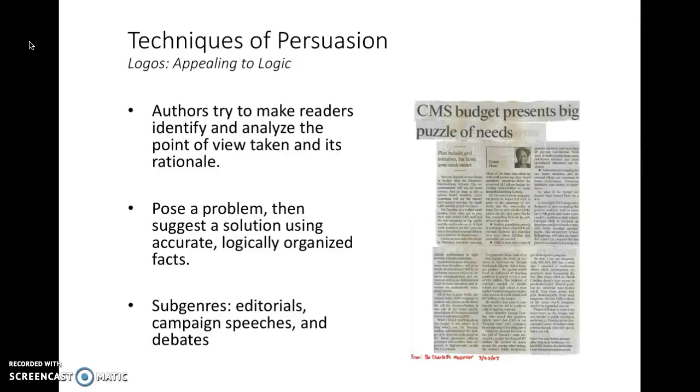You'll see this type of persuasion happening in things like editorials, campaign speeches, debates, where you'll use a collection of facts to support why you believe a certain way.